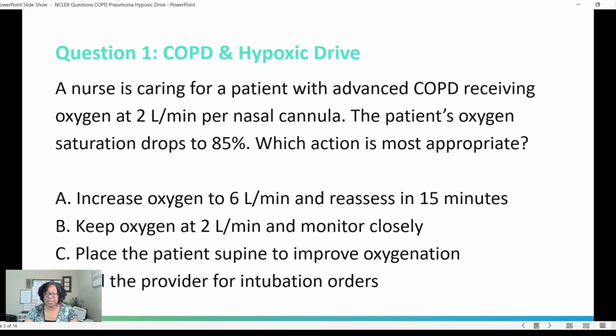A, increase oxygen to 6 liters per minute and reassess in 15 minutes. B, keep oxygen at 2 liters per minute and monitor closely. C, place the patient supine to improve oxygenation. And D, call the provider for intubation orders. So I'm going to give you about 3 seconds. Just look through that stem and those responses.